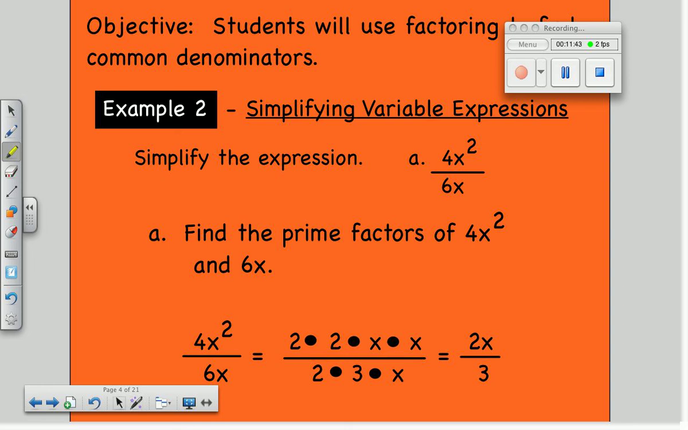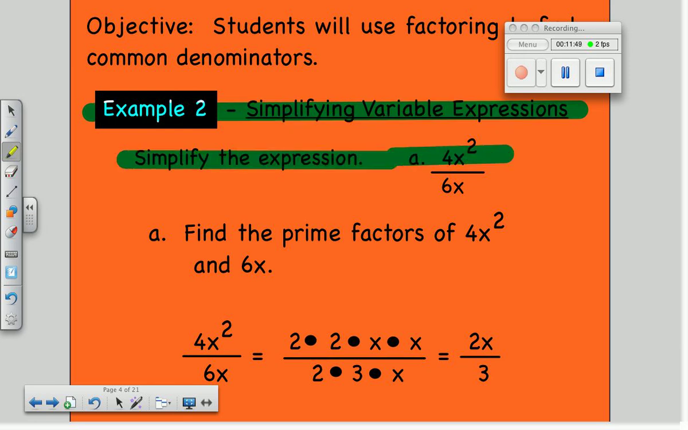Write example 2 and all of this. Simplify the expression. Write what the expression is. So, now you don't have to write this letter A unless this is the method you're choosing. Okay? If you choose to use the prime factorization method, then you write this. If not, then wait and don't write this yet.